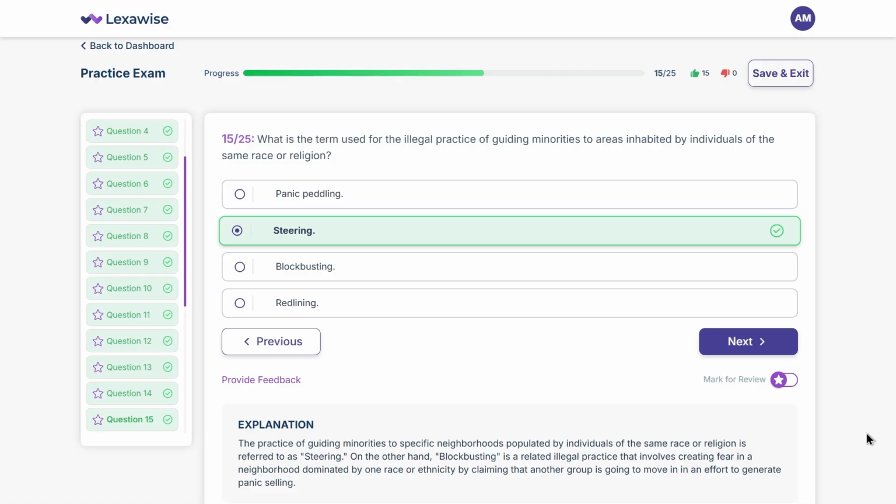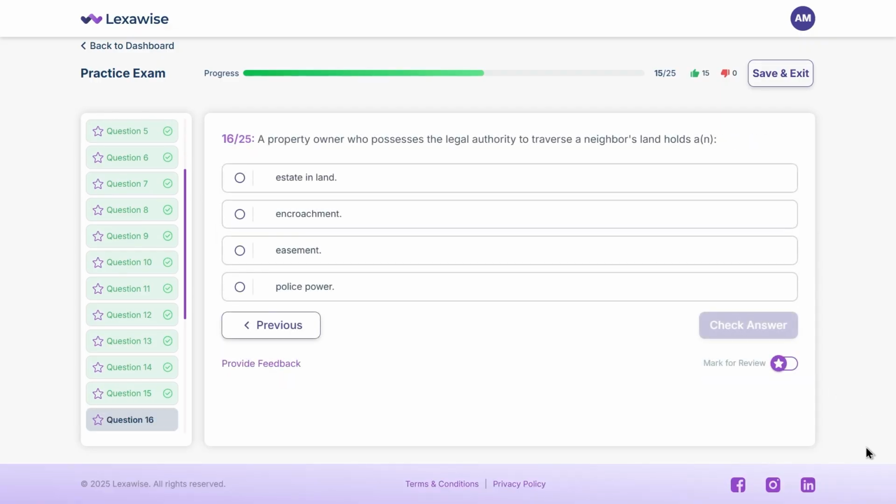Now, question 17. A property owner who possesses the legal authority to traverse a neighbor's land holds A. estate in land, B. encroachment, C. easement, D. police power. Take a moment.